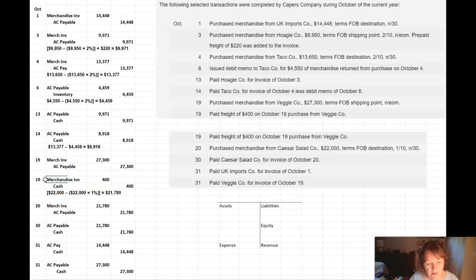The deal here is all of the cost that it takes to get something in service and ready for use. Merchandise inventory is part of the cost of the asset. Everything it takes to get that inventory ready to be sold is part of its cost. So that would include the freight.